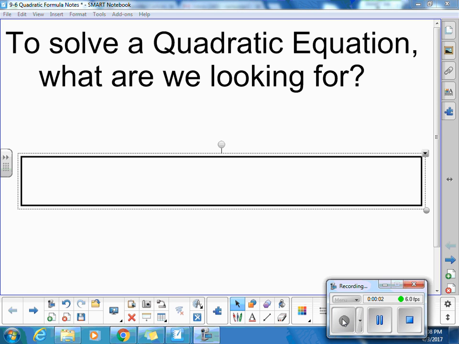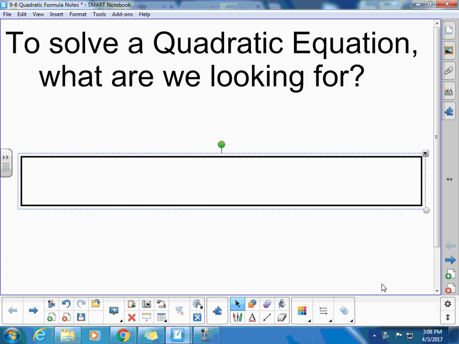Alright, today we're starting to talk about the quadratic formula. And so we're going to start out just by a little bit of review. To solve a quadratic equation, what are we looking for? So why are we doing this? We're looking for what?